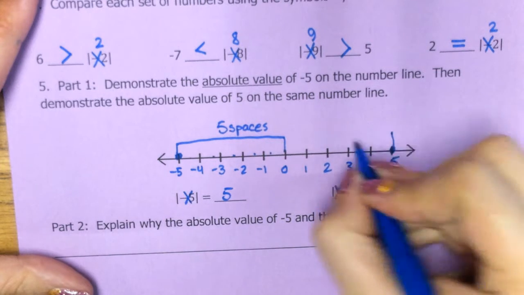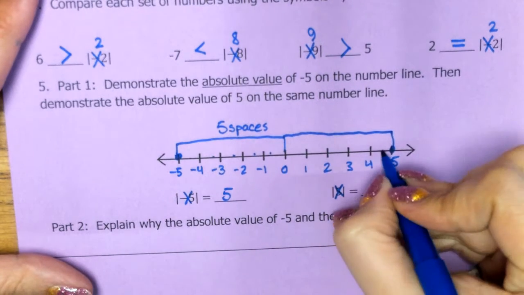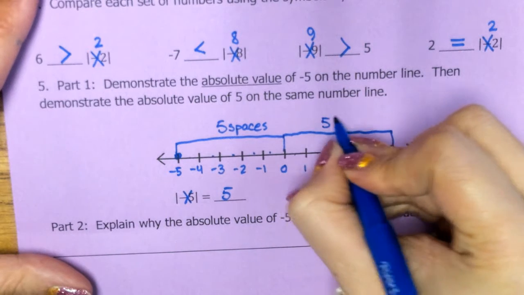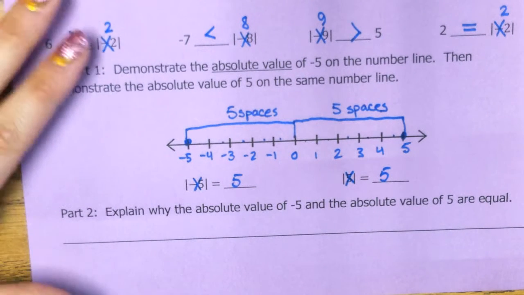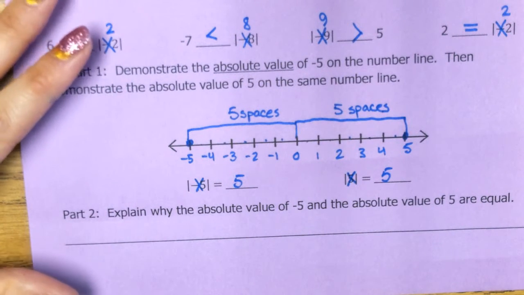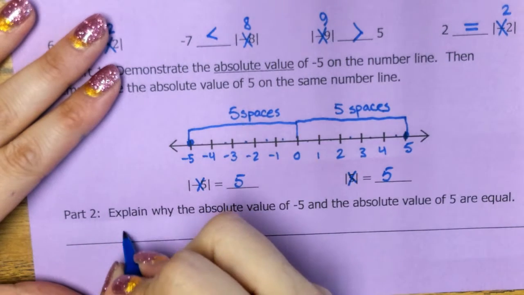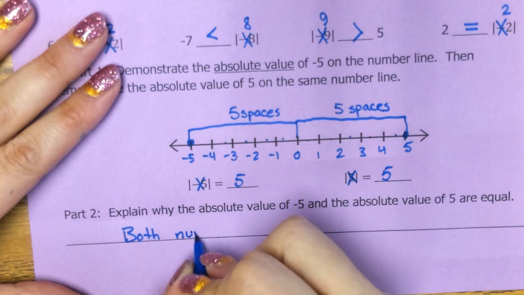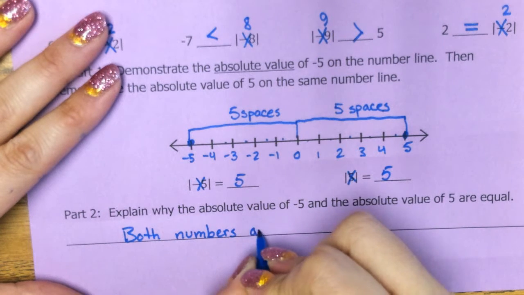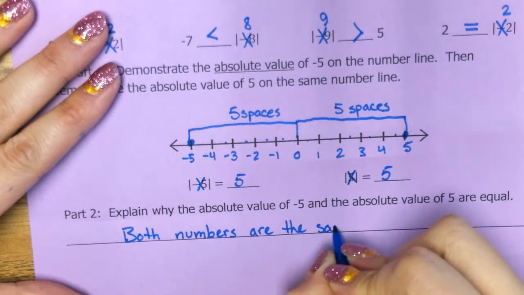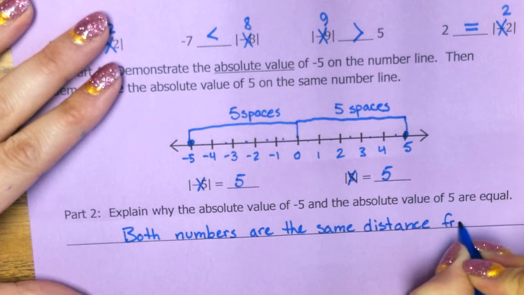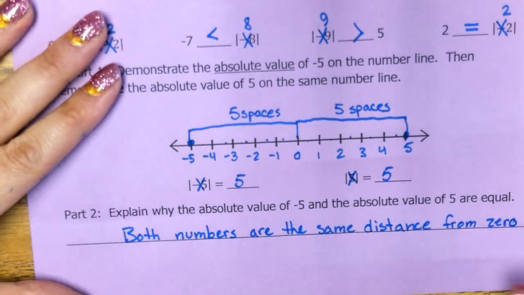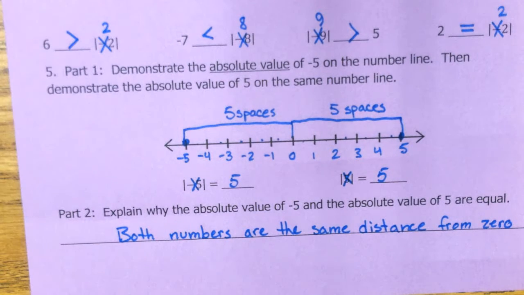Similarly, if I start at 5, and go to 0, 1, 2, 3, 4, 5. That's also 5 spaces. So when I explain, the absolute value of negative 5 and the absolute value of 5 are equal because both numbers are the same distance from 0. They're the same number of spaces away, and thus they have the same absolute value.